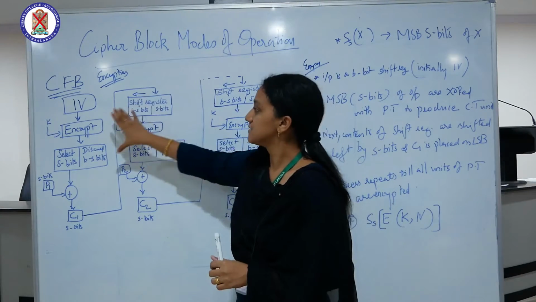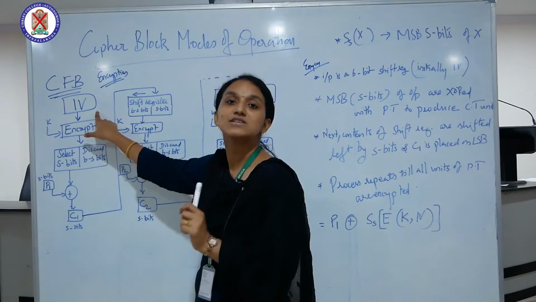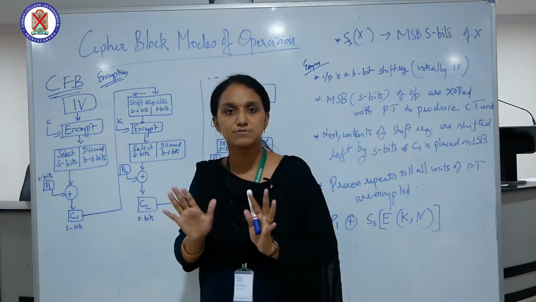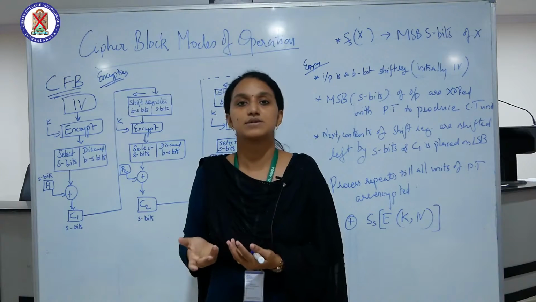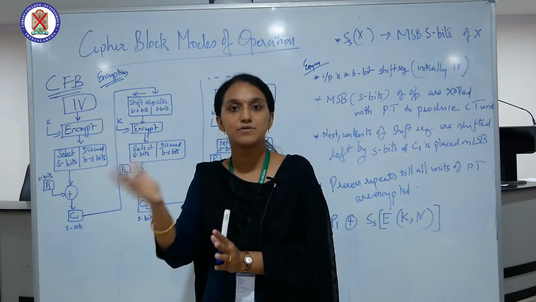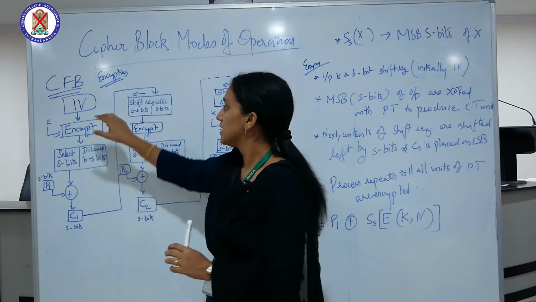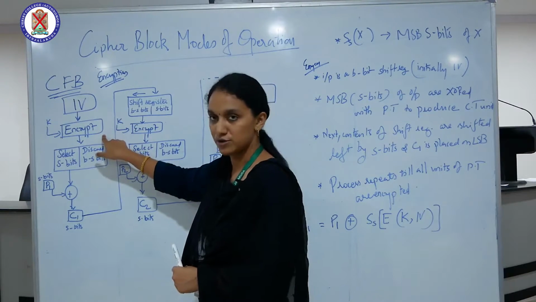In encryption, for the first block, the input will be the initialization vector IV. It will be S bits only. Let the block size be 64, but out of that I am taking only 20 bits. So S will be 20. The remaining will be discarded. 64 minus 20 will be discarded. Let's see. The initialization vector directly enters the encryption algorithm.